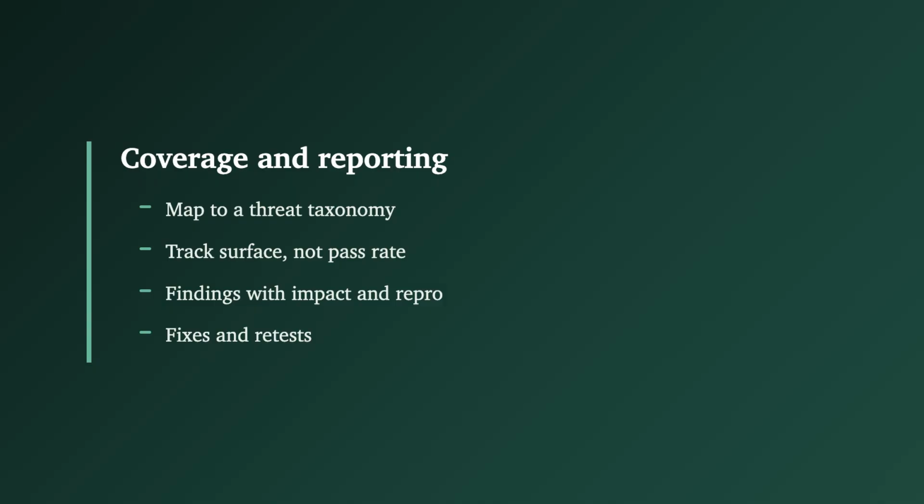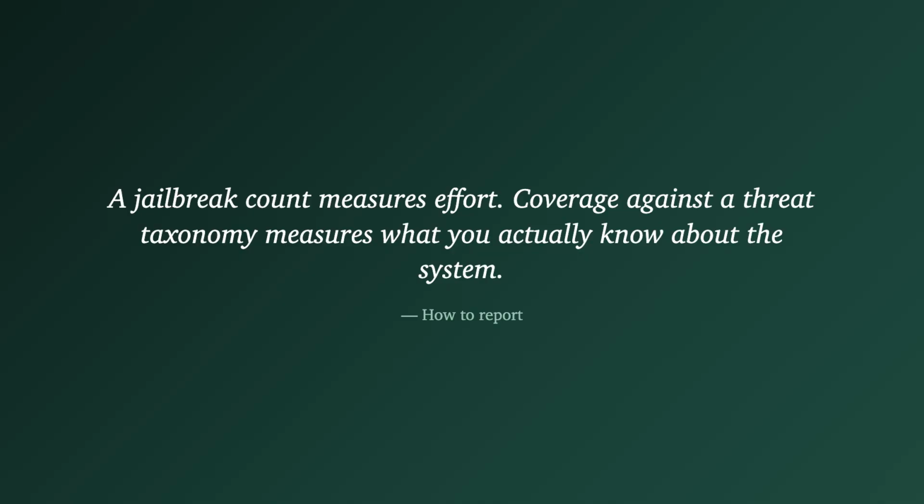So how do you measure coverage and write findings that someone will actually fix? Don't report a raw jailbreak count that just measures how hard you pushed. Map attempts to a taxonomy of harms and surfaces, and report which cells you exercised and which you didn't. A useful finding states the attack class, the business impact, a reliable repro, and a concrete mitigation. Then you retest after the fix. Coverage is about the surface you've explored, not the number of gotchas you collected.